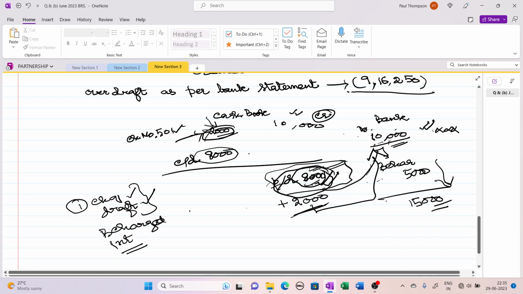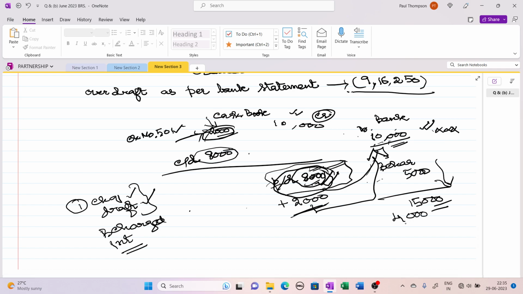Clear? Suppose now they have debited 4,000 rupees interest for the overdraft, then my loan will increase to 19,000. So 5,000 rupees bank charges increased it, 4,000 rupees interest debited increased it. By mistake, if they debit me, that can also happen. Sometimes there may be an error. By mistake they have debited me with 2,000 rupees. Then this overdraft will increase to 21,000.